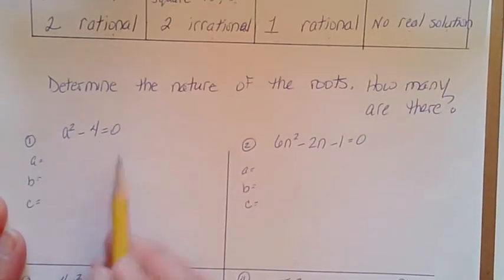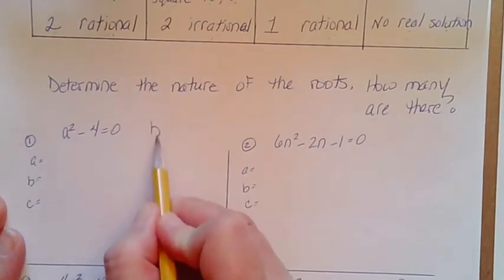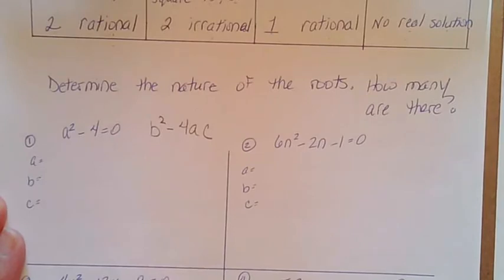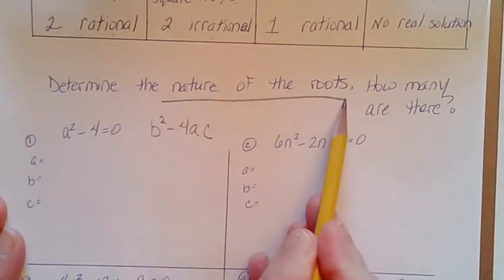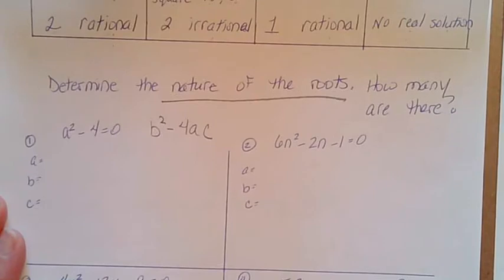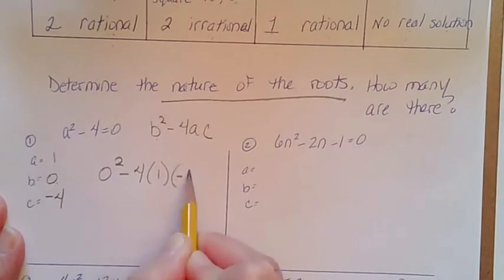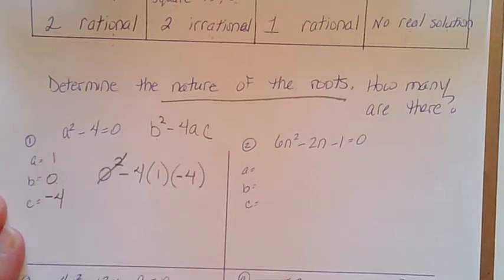For this one here, we are only going to do, remember, the b squared minus 4ac, because we are doing the nature of the roots. That's using the discriminant. A is 1, b is nothing, and c is negative 4. Plug it in here: b squared minus 4 times a times c. That means nothing. Negative 4 times 1 times negative 4 is positive 16. You could put it in the calculator if you want to.